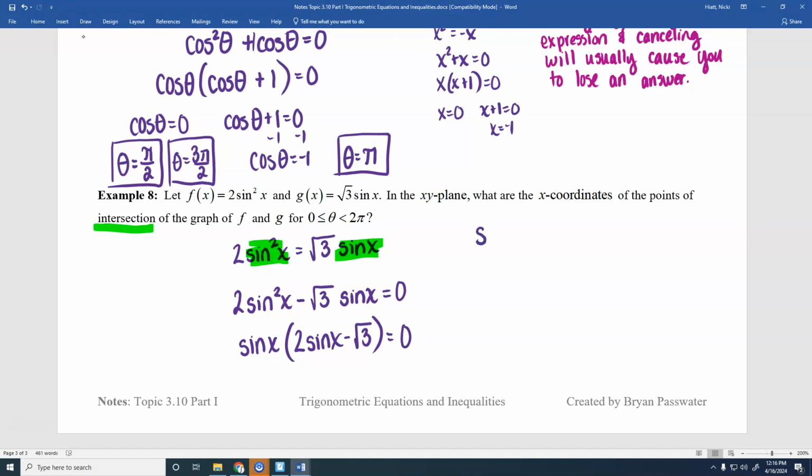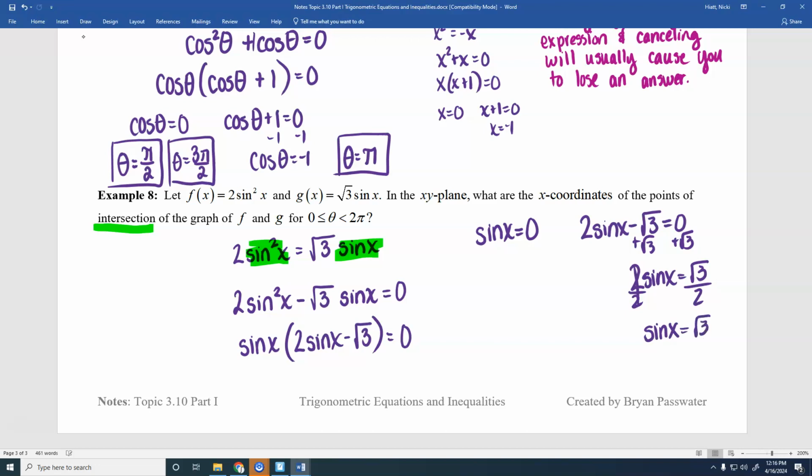And now I can just set each one of those factors equal to 0. So this one is just going to be sine of x equals 0. The other one is going to be 2 sine x minus the square root of 3 equals 0. I'm going to add the square root of 3, which will give me 2 sine x equals the square root of 3. I will divide off that 2, so I get sine x equals square root of 3 over 2.